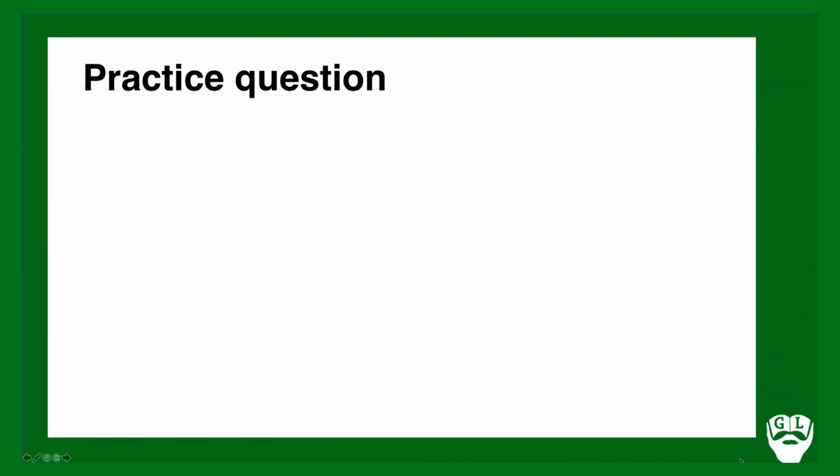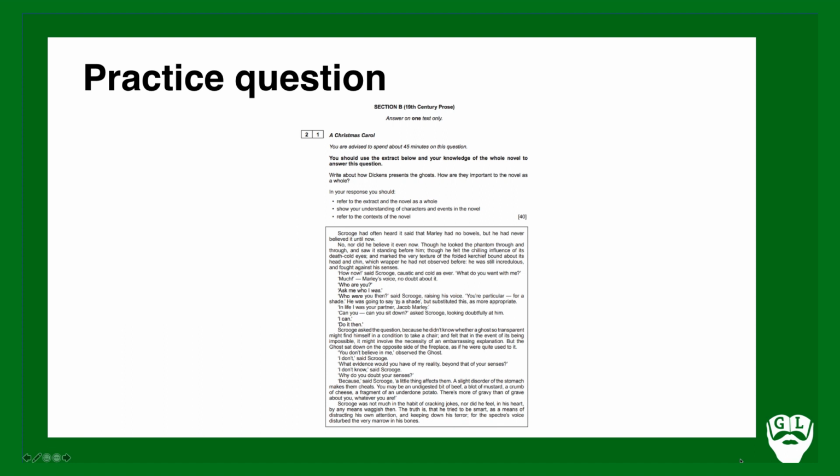So, here's a practice question. This was from the 2017 examination. Now notice the question it asks: write about how Dickens presents the ghosts. How are they important to the novel as a whole? You should, in your response, refer to the extract and the novel as a whole. It really makes an important point of that. You cannot achieve a pass without doing both. Show your understanding of the characters and events in the novel, and refer to the context.